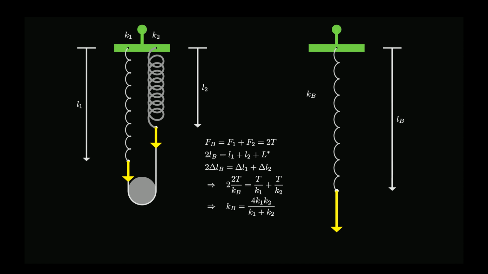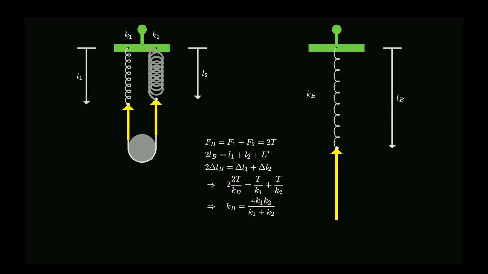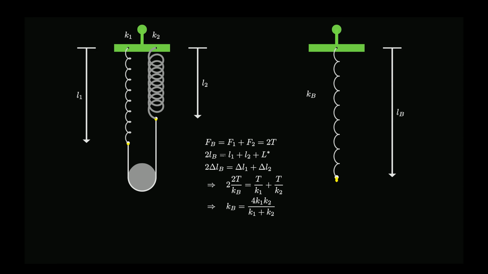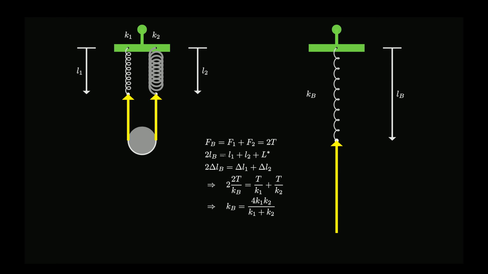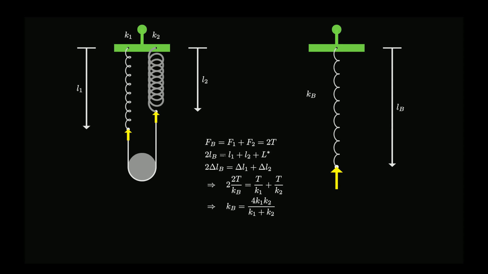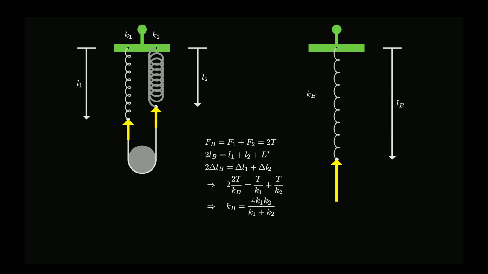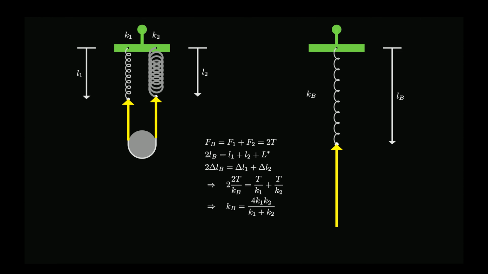In this connection type, neither displacements nor the forces are the same. Instead, there are relationships we can utilize. Since there is no friction, the same tension is applied to the end of the springs. The pulley is massless as well. This means, effective force is twice the tension at all times.